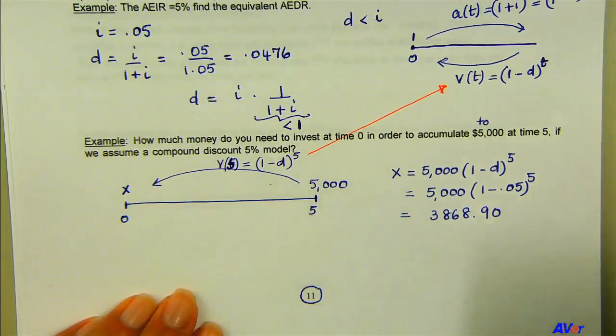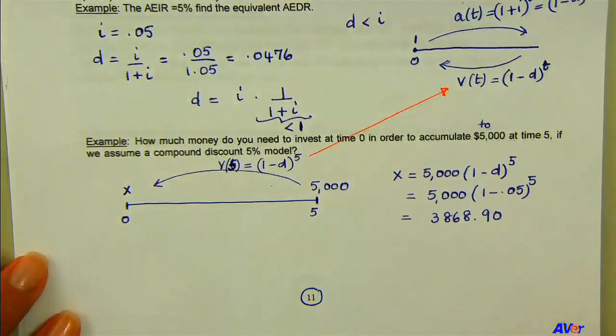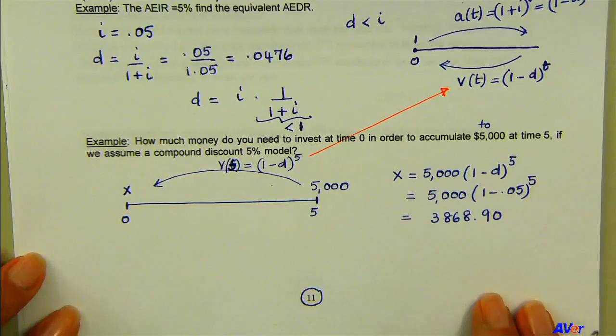3868.90. So if you start with 3868.90 at a discount rate 5% compound, you will end up with $5,000 at time t equals 5. That's what this says.